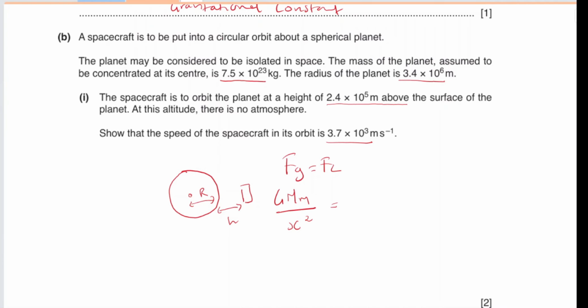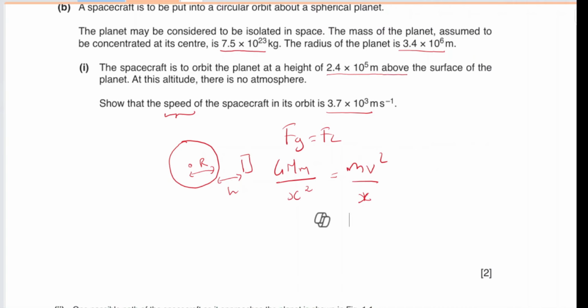We use mr omega square or we use mv square over r. In the question over here, I don't see any sign of period time, and I don't see any sign of angles or rotations. But here we have to find the speed, and you know that in mv square over r, the v represents the speed. So this will be more appropriate to be used in this question over here, right? And this is obviously x.